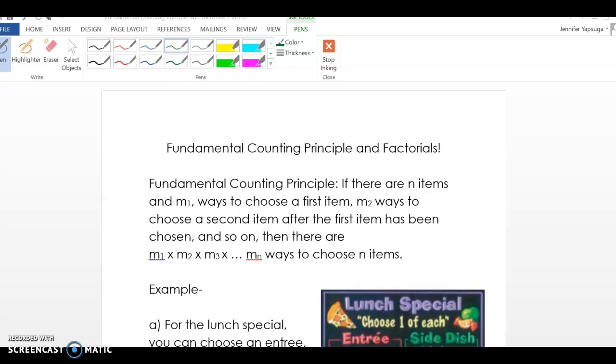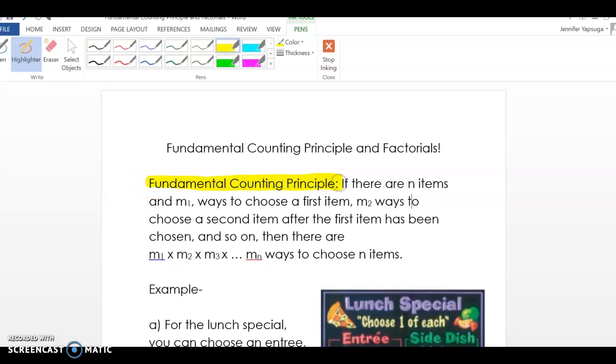So we're going to go ahead and get started with our first lesson today, which is the fundamental counting principle and factorials. Before you begin this lesson, I want to make sure that you've already printed out the guided notes provided for you so that you'll be able to follow along and annotate as you see things pop up on your screen.